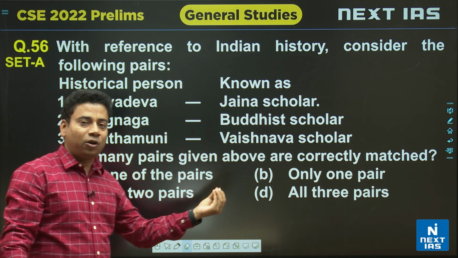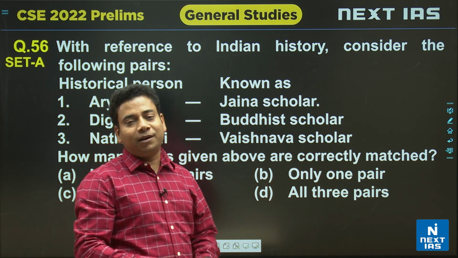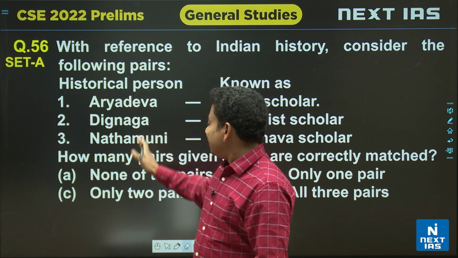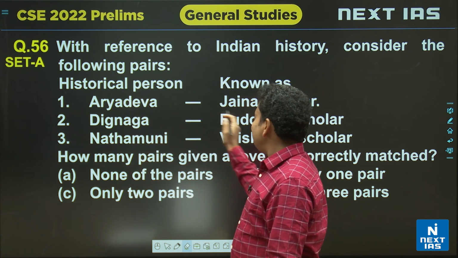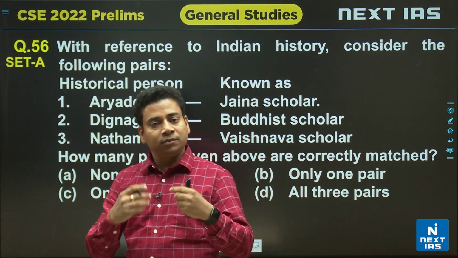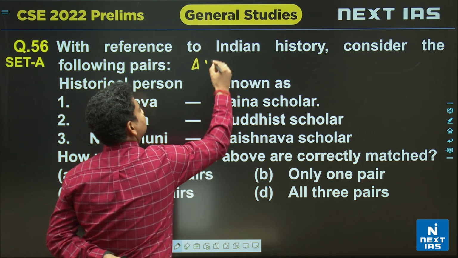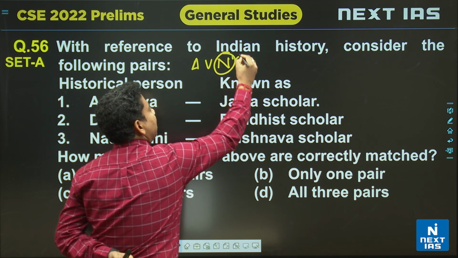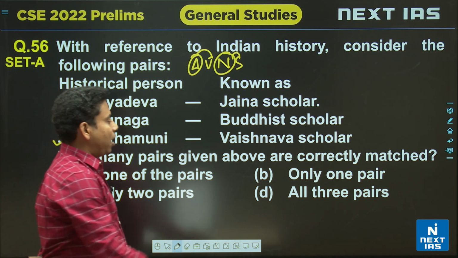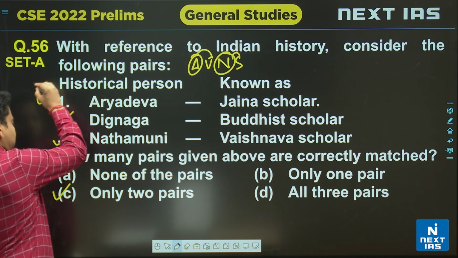This year UPSC has introduced a new type of option framing: none of the pairs, 1 pair correct, 2 pairs correct, 3 pairs correct, or all 4 pairs correct. So you need to know all the pairs. Dignaga is Buddhist, and Nath Muni is Vaishnav because he belongs to the Alwars. Alwar means Vishnu devotee, while Nayanar means Shiva devotee. So the second and third are correct, only 2 pairs are correct, and that is option C.